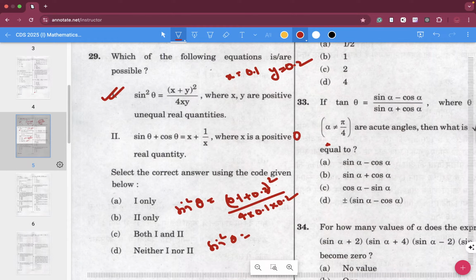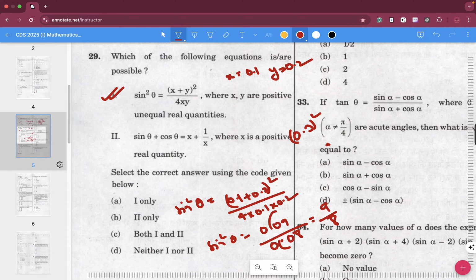0.3 whole square is how much? 0.09 divided by, over here you have how much? 4 into 0.1 into 0.2, 0.08 is what you have, folks, right? So now if you calculate, this is 9 by 8.